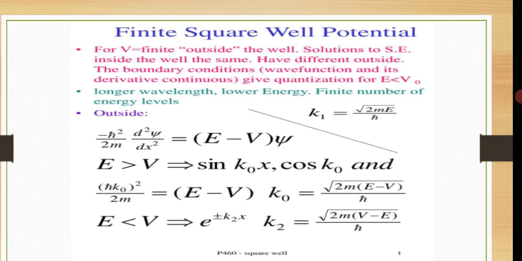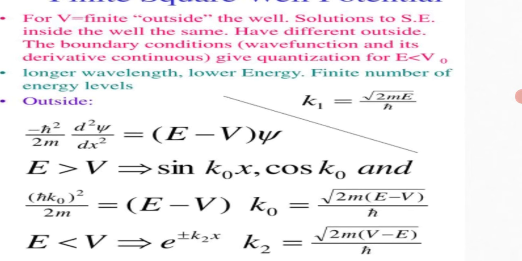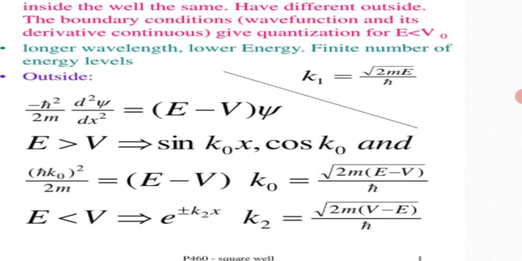The solution inside the well is the same, but different outside. The boundary conditions require the wave function and its derivative to be continuous. As we know, the wave function psi and its derivative should be continuous for the given range of the well. This gives quantization for E less than V, with a finite number of energy levels, where lambda is the wavelength.